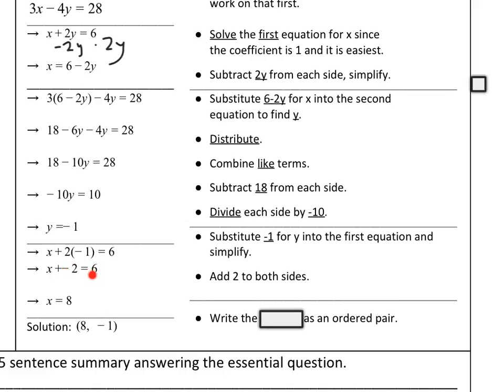Let's add 2 to both sides in order to isolate that x. Those 2's cancel out. X equals 6 plus 2, which is 8. Finally, since we solved for x and y, we want to write the solution as an ordered pair, which we've done here. X is 8 and y is negative 1.